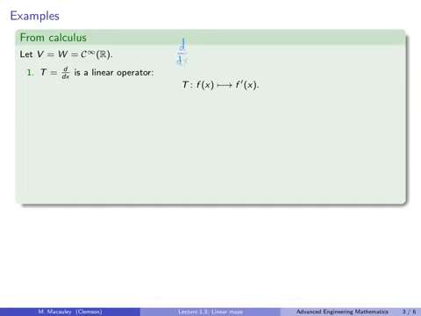Now I've already said why this is linear, but I'll show it to you again. You take d/dx of a f plus b g, for two functions f and g and two scalars a and b. You can write this as a times d/dx of f plus b times d/dx of g. So nothing tricky about this. Just use the basic definition of linearity.